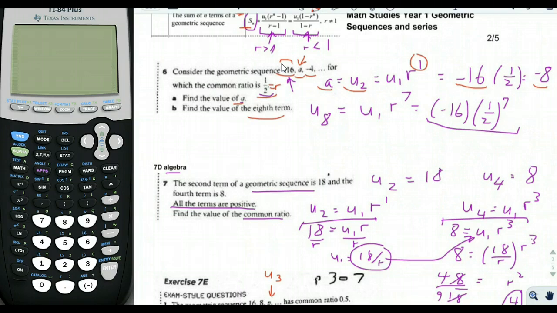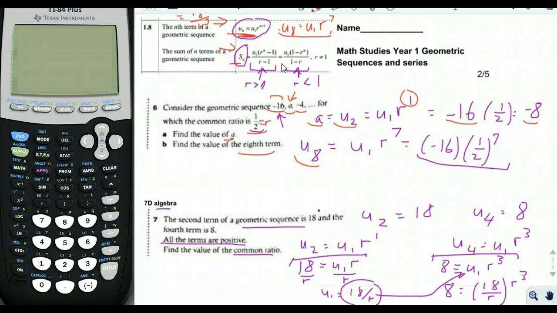Find the value of the 8th term. We can put U8 equals U1 times R to the 7th. Why to the 7th? Because n is 8, n minus 1 is 7. And that's equal to U1, which is -16, times R, which is a half, to the 7th. And you can do that in your calculator.